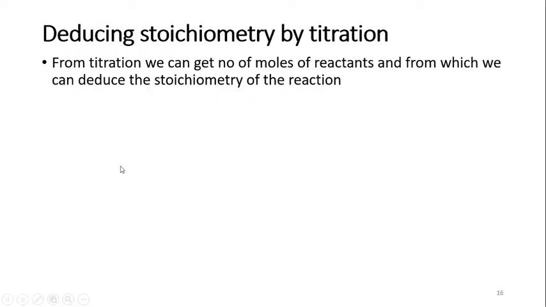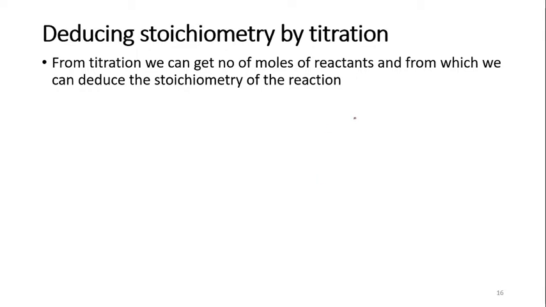Now, deducing the stoichiometry by titration. From titration, we can get the number of moles of the reactants, and from which we can deduce the stoichiometry. Deducing stoichiometry by titration. Let's now think what sort of information I can gather using titration.